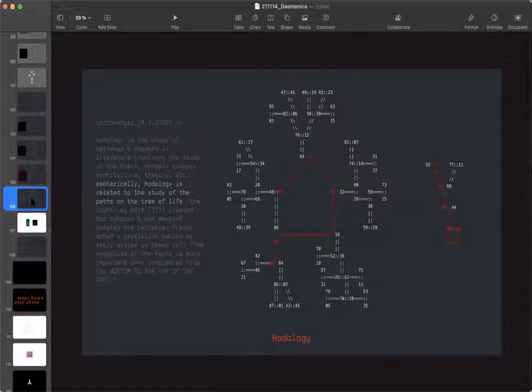Hodology, according to Wikipedia, is the study of pathways and appears in literature involving the study of the brain, dynamic groups, architecture, theater, and so on. Esoterically, hodology is related to the study of paths on the tree of life. If you think of the base 89 numogram as the tree of life at the center of the Daemonican universe, then hodology, which is basically what you're holding in your wallet over time, traces out paths on this tree of life.